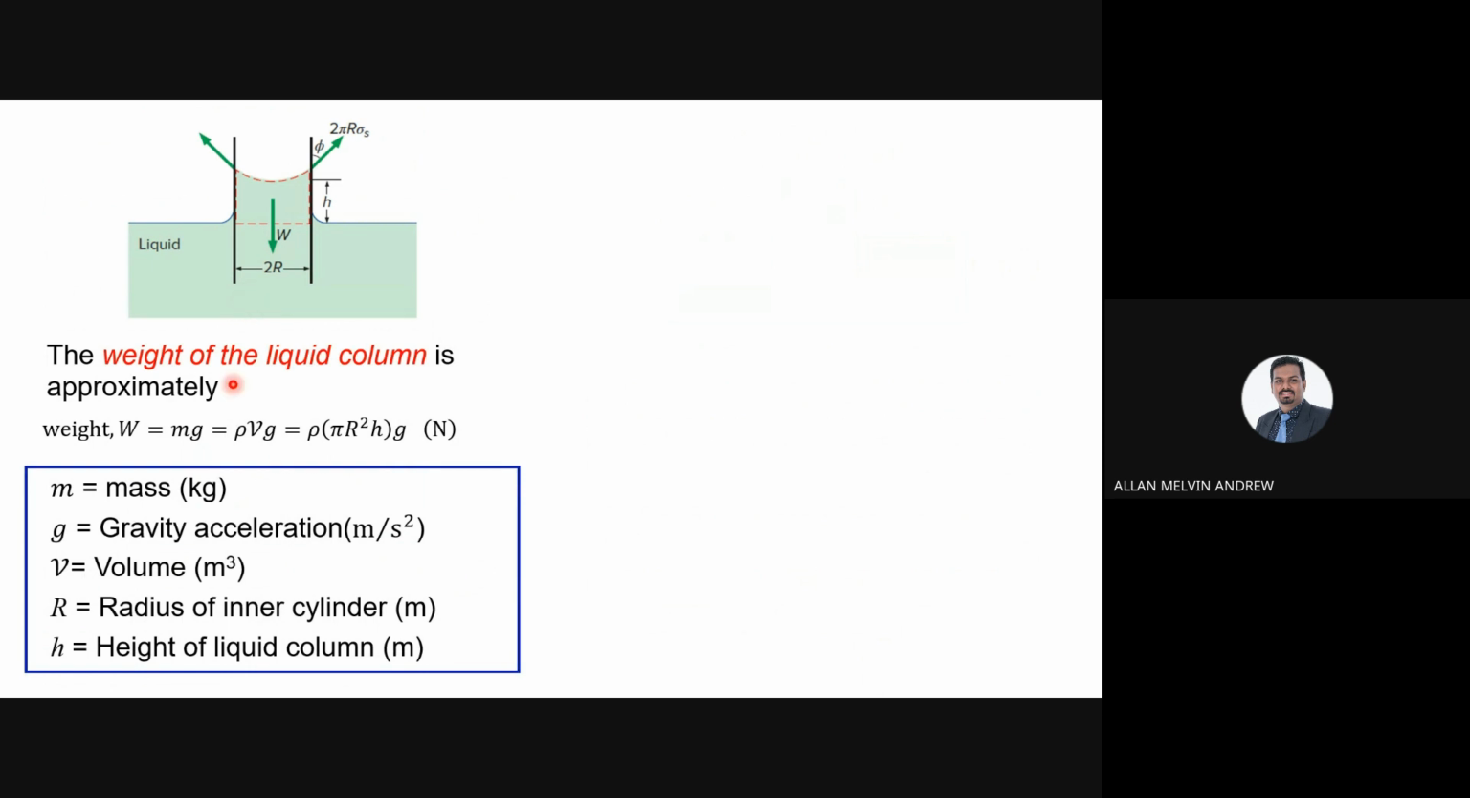Okay, so the weight of the liquid column. This is the liquid column, and you have W as the weight, and you have radius r. You put all the information here. So weight W equals mg. We know how to calculate that: mass times gravity. So this is actually density times volume times gravity.